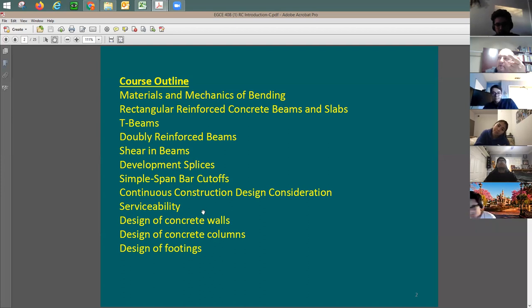When you pour the slab, you pour it with the beam. And then in some cases, you pour it with the wall or the column. This is what we call continuous construction design consideration. What's gonna happen? What's the difference when you have precast elements versus cast in place elements? In cast in place, you're gonna have continuity of the rebars, continuity of everything. But when you have precast, it's a completely different animal. It doesn't mean that in this course I'm gonna be covering any of the precast or pre-stressed elements, but just give an idea about it.